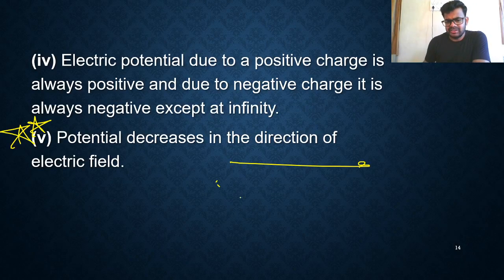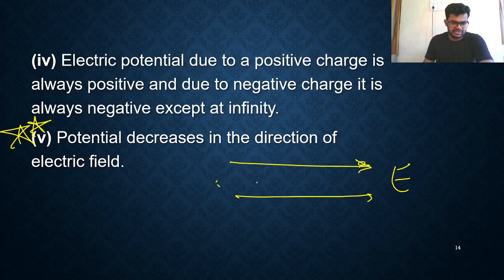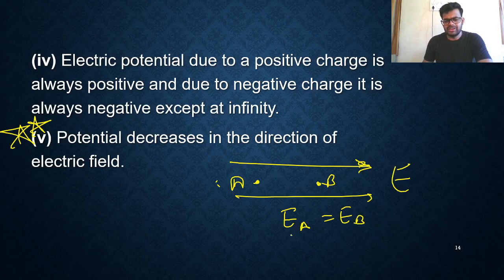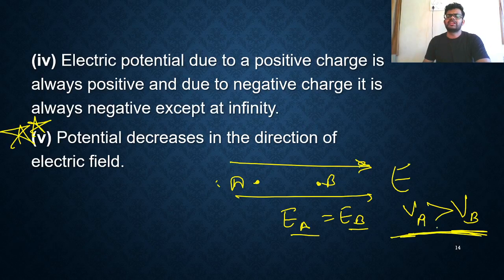Let's say this is the direction of the electric field. The electric field is constant, and in this direction I have a point A and a point B. Electric field at A is equal to electric field at B; magnitude is the same, direction is the same. But if you talk about potential, the potential of A will be greater than the potential of B.